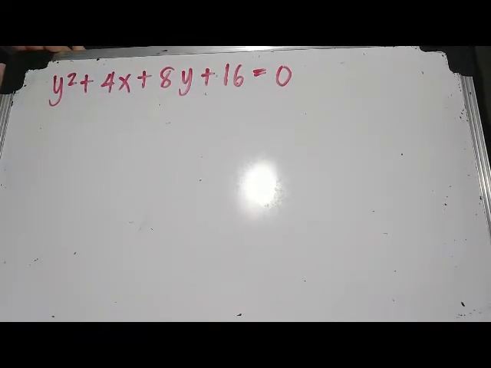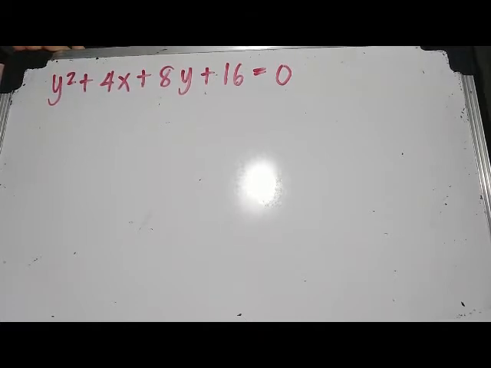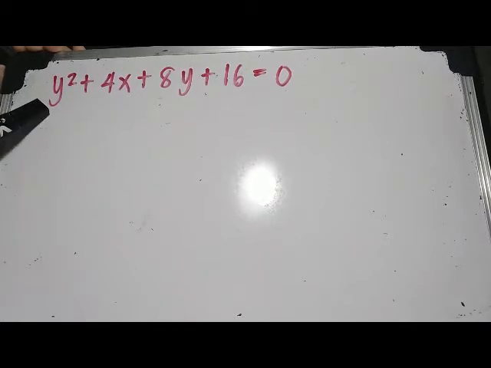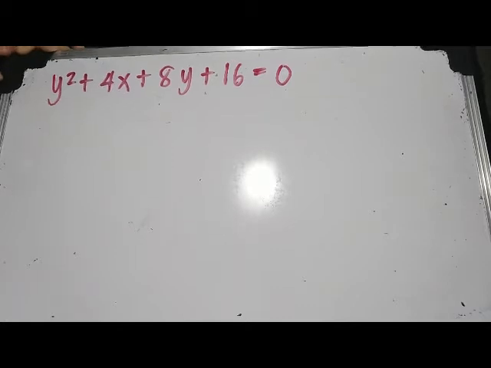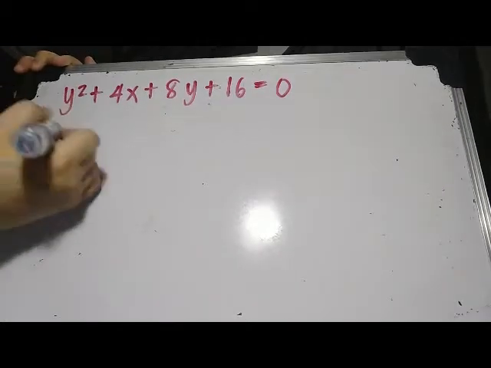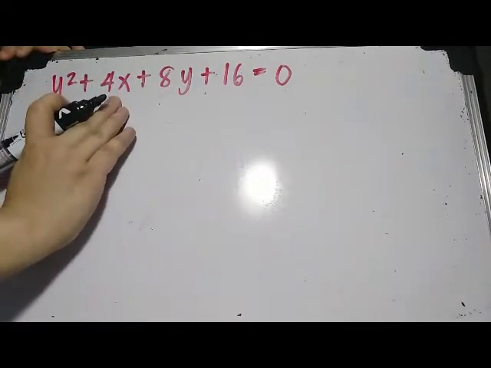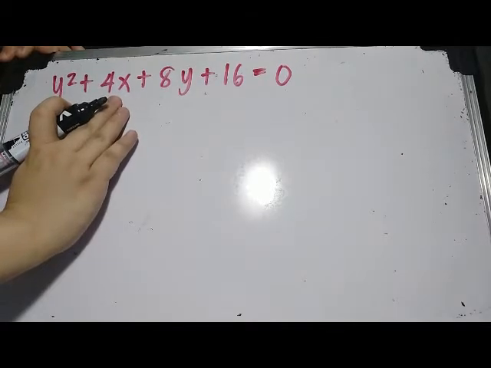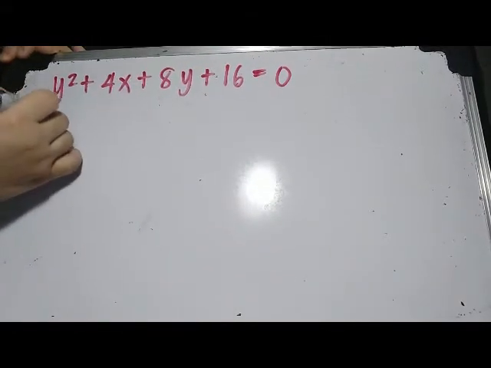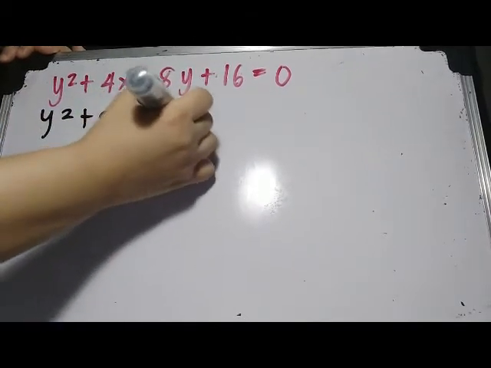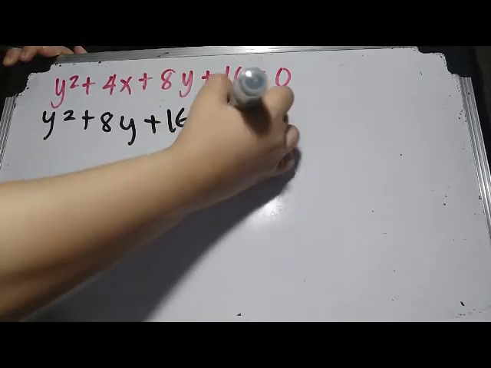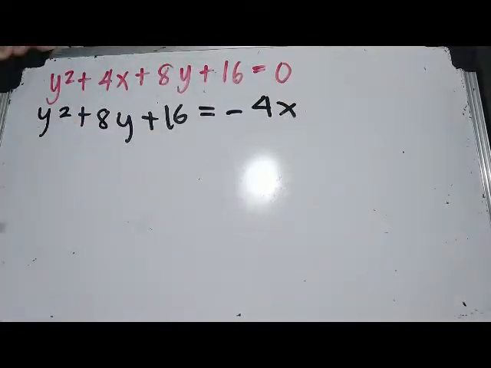Alright, so let's proceed to another example. Let's say we have y squared plus 4x plus 8y plus 16 is equal to 0. So obviously we have y squared right here, so the variable we need to isolate this time is x. So same thing as what we did earlier, we need to transpose this term to the other side of the equation. So we'll have y squared plus 8y plus 16 equal to negative 4x.